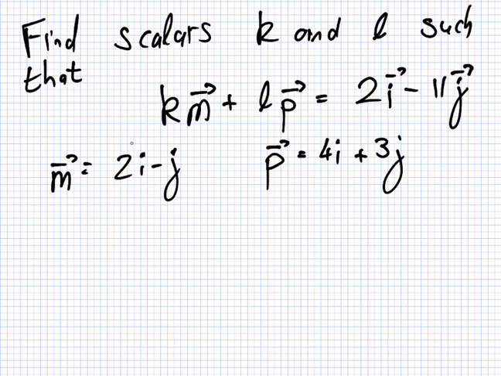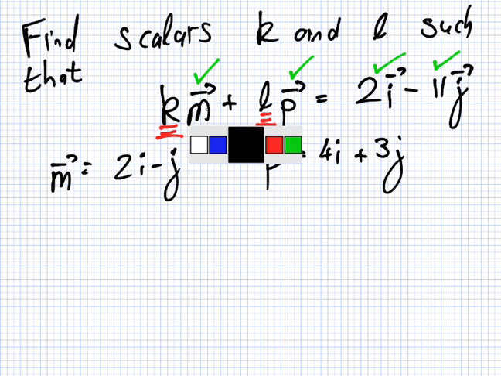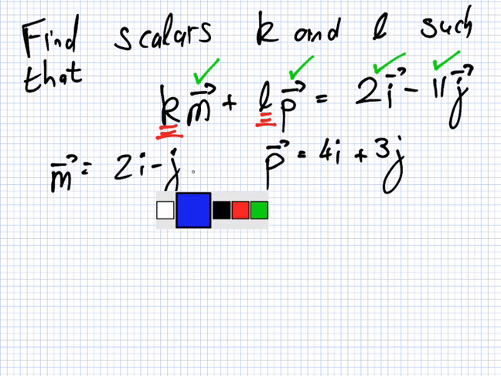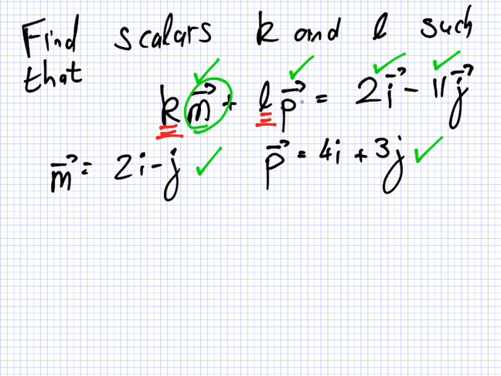So what you don't know in this question is the K and the L. But you do know the M, you do know the P, you know this is 2 and you know this is 11. So what I want to find is the K and the L. To solve this, I know the M and I know the P, so I can substitute that into my problem.